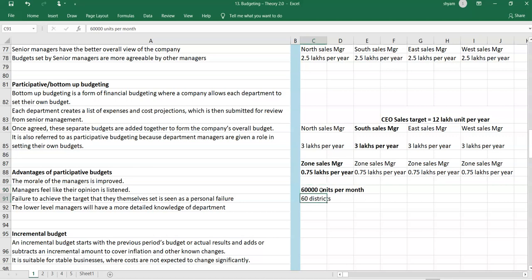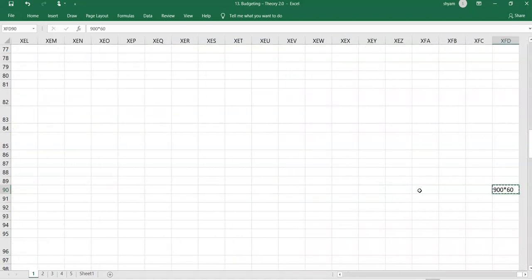Now I think we got the idea. See, each district has to sell how many units? They have to sell just 1000 units per month. So that is the actual target. Look at how this will change. They will simply tell, sir, we cannot achieve 1000, we can achieve 900. If they tell like that, what would happen? 900 units being sold by 60 districts will totally become a number like this.